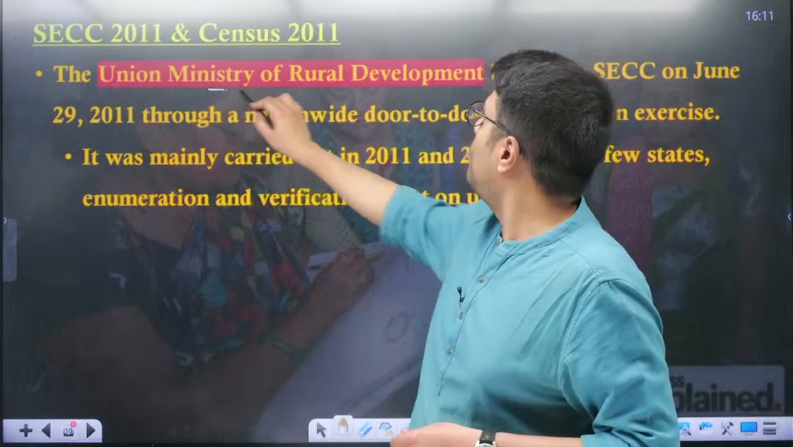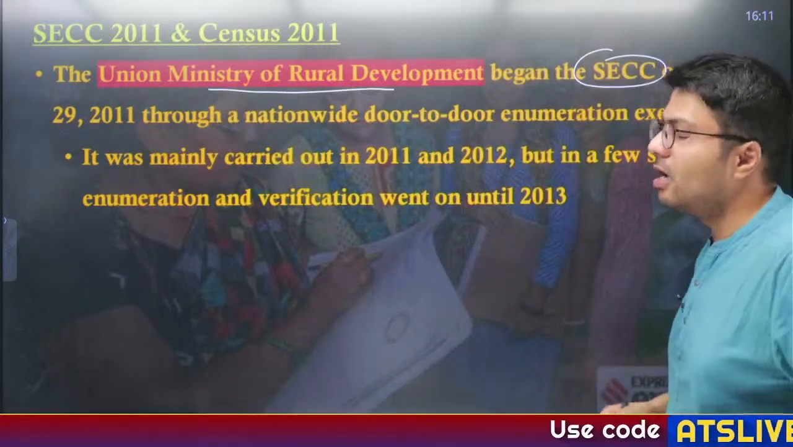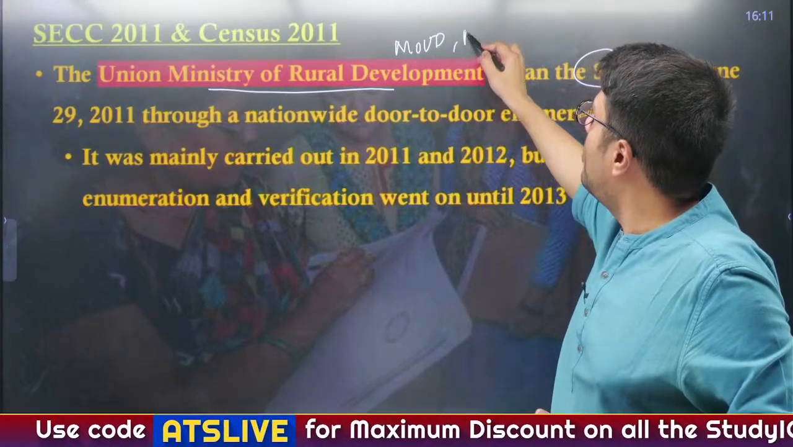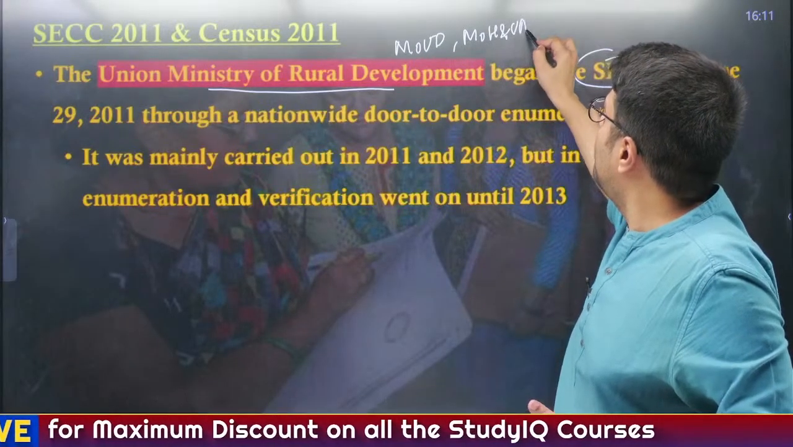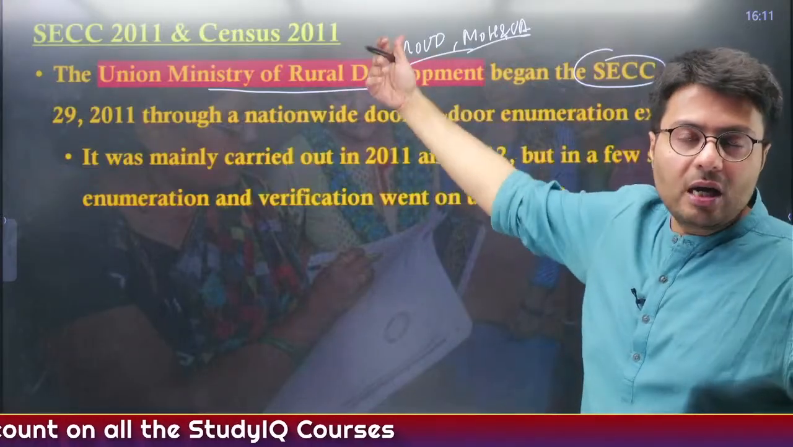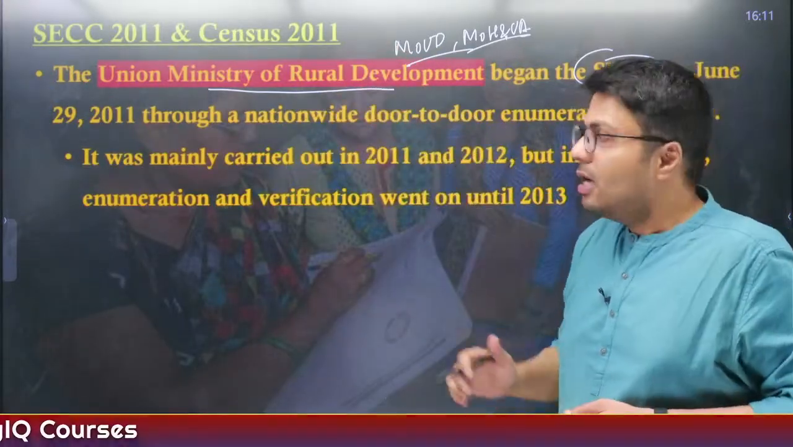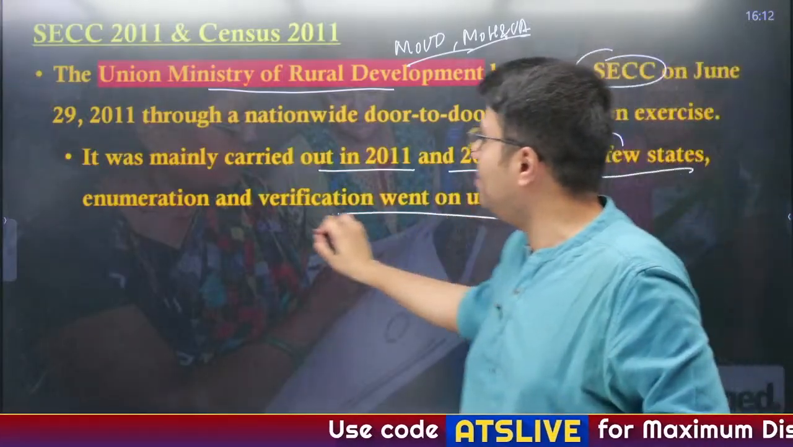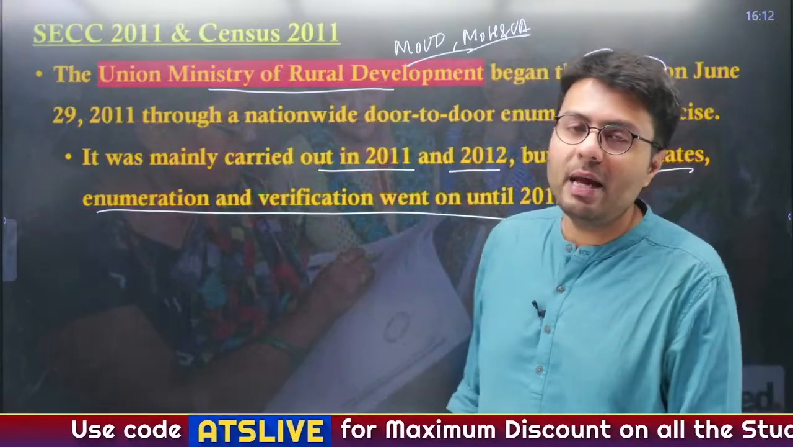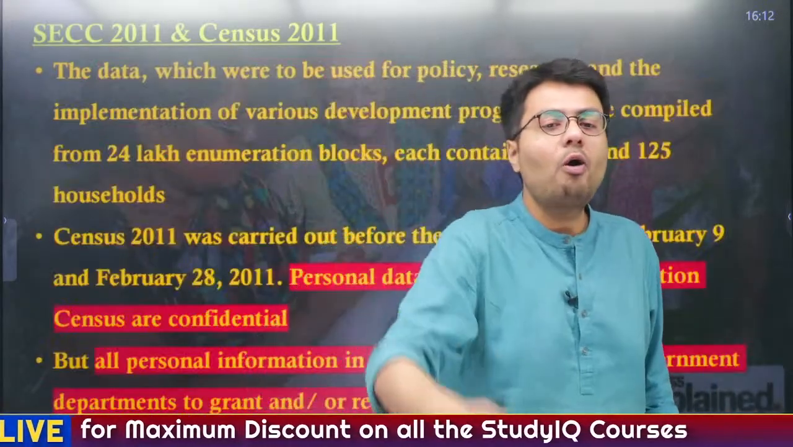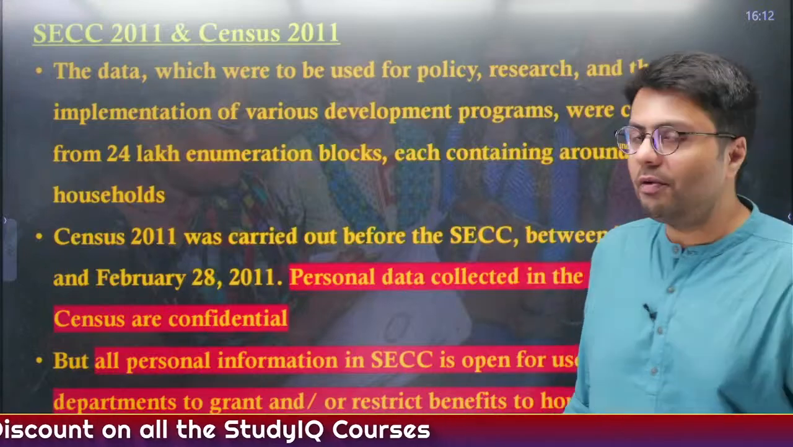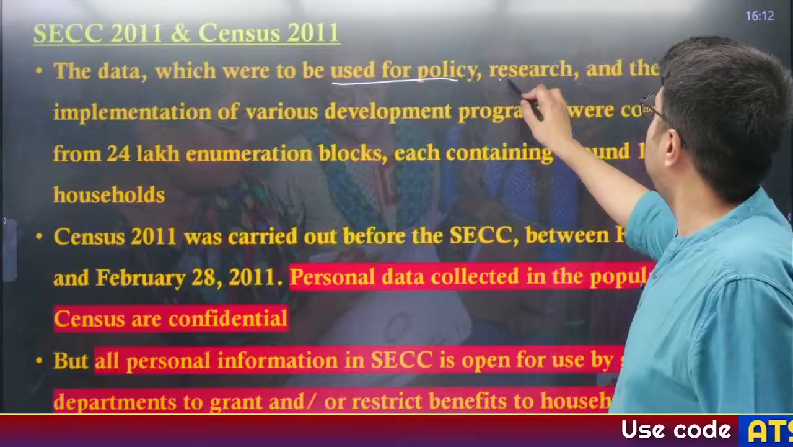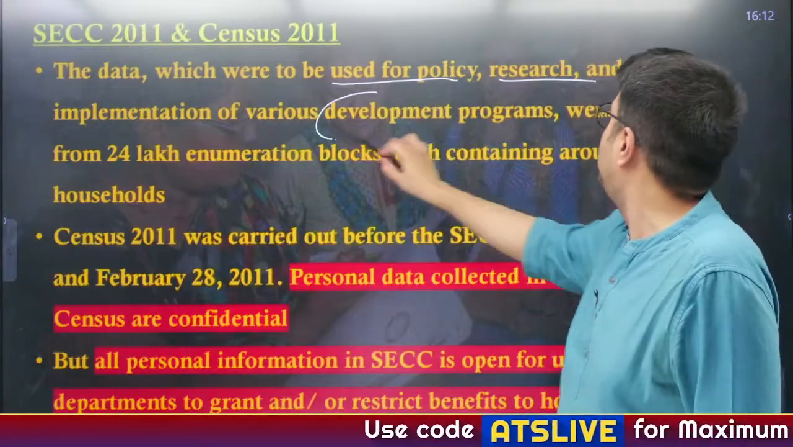That is, the Union Ministry of Rural Development began SECC door-to-door in rural areas. Similarly, the Ministry of Urban Development, which is known now as the Ministry of Housing and Urban Affairs, conducted the survey in the urban areas. Now, this exercise was mainly carried out in 2011 and 12, but in a few states this enumeration and verification went until 2013. Like many schemes in India, the timeline always gets extended. Now, the data which was gathered by the government as a part of SECC and census was to be used for policy research and implementation of various development programs, right?